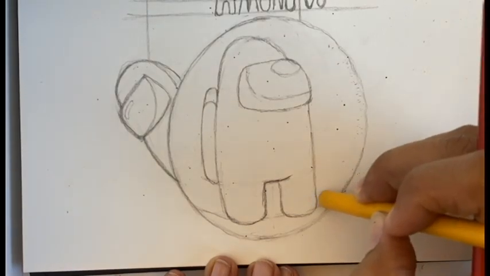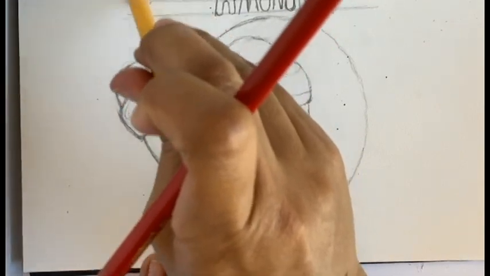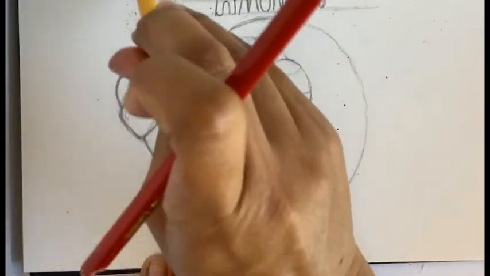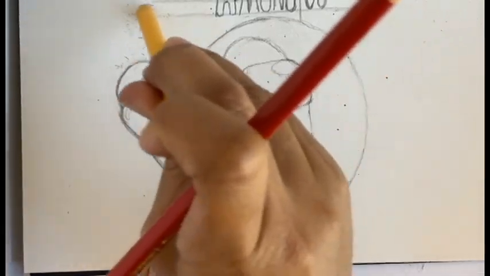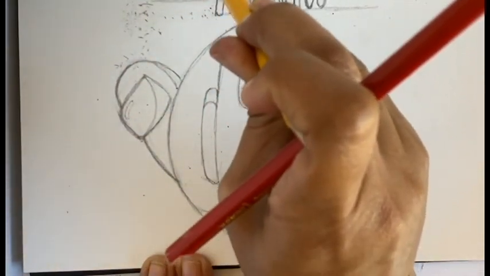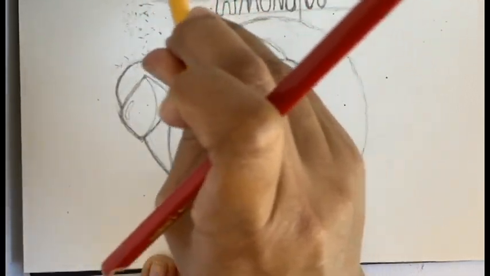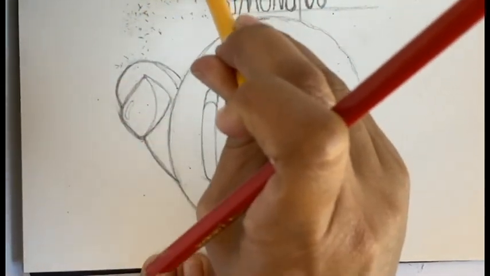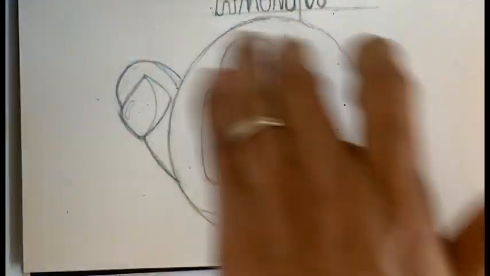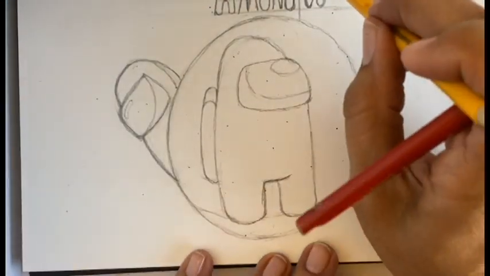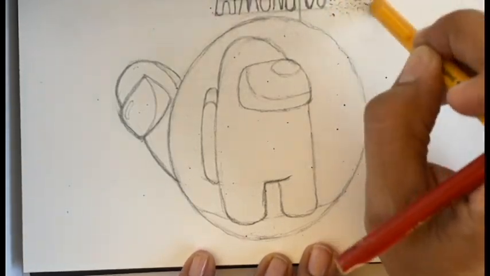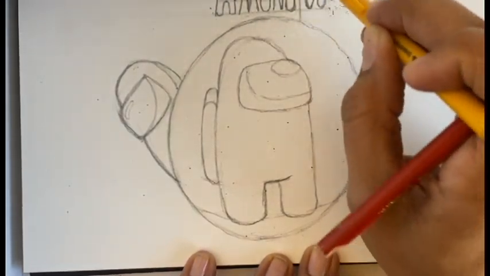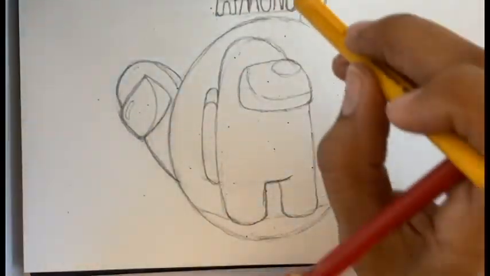And clean as I go. And then these lines you can keep or take away. I think I'm going to take them away. Try not to shake too much. You can actually make all the outlining with a Sharpie, like with a permanent marker, and then go on and color.